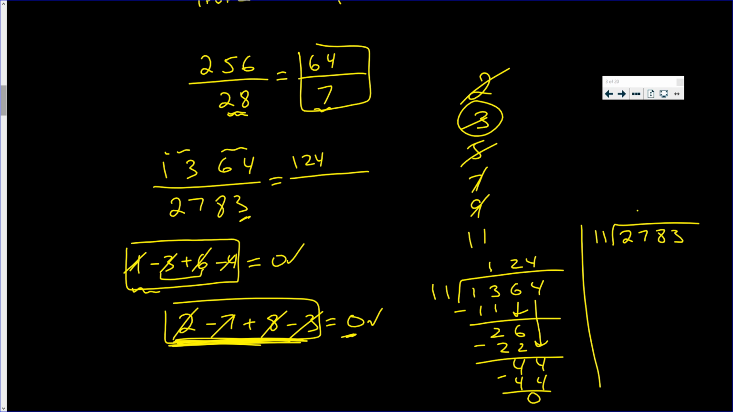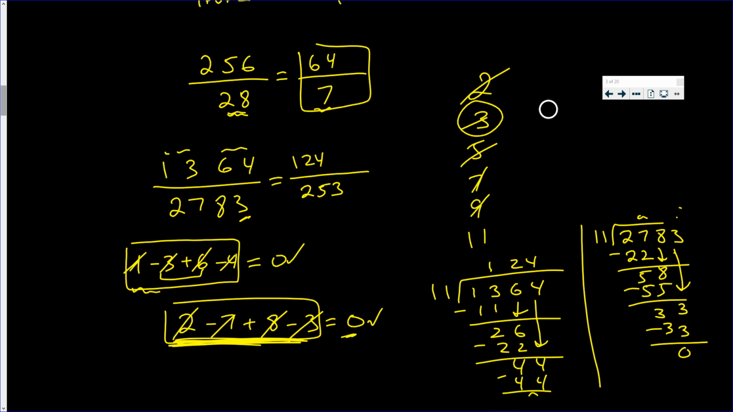11 goes into 27 2 times with 5 left over. 11 goes into 58 5 times, which is 55. 3 left over, and look at this. Bring down the 3. 11 goes into 33 3 times with nothing left over. So I was able to reduce it. Now, that was a lot of scrap work. Let's get rid of it.